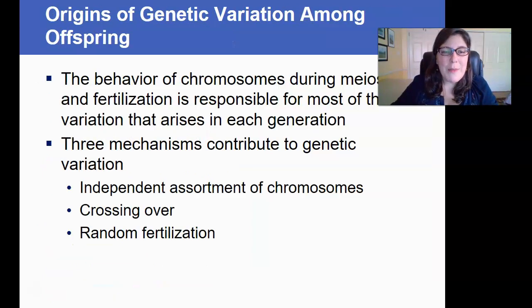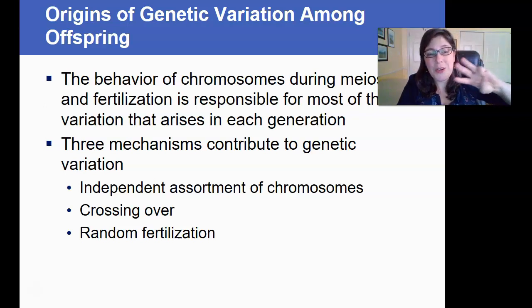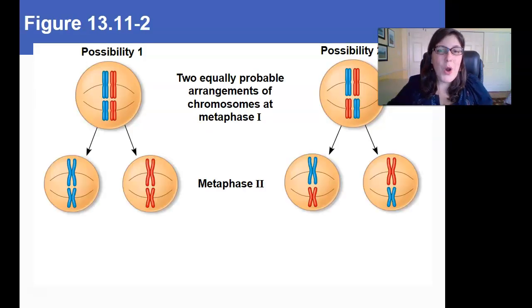We're going to see there are 3 main things that account for this variation, for this genetic diversity that sexual reproduction leads to. So this is why sexual reproduction has variation, through these 3 different mechanisms. 1 is the independent assortment of chromosomes. 2 is the crossover event that I mentioned but didn't really get into. Then there's random fertilization.